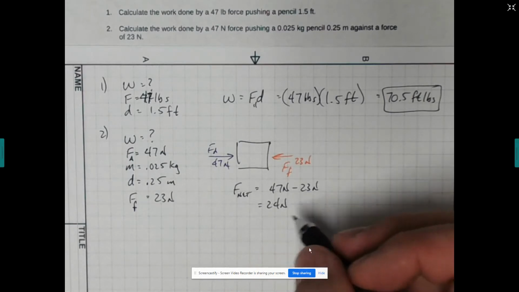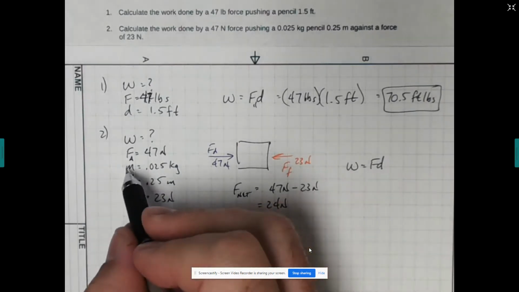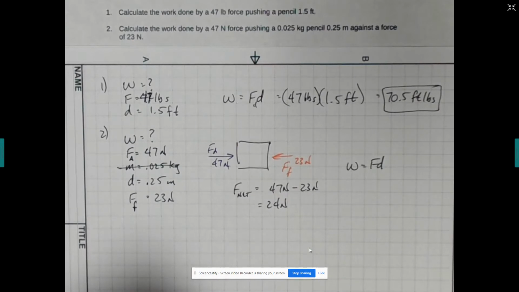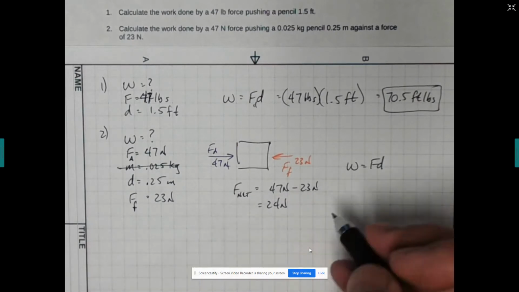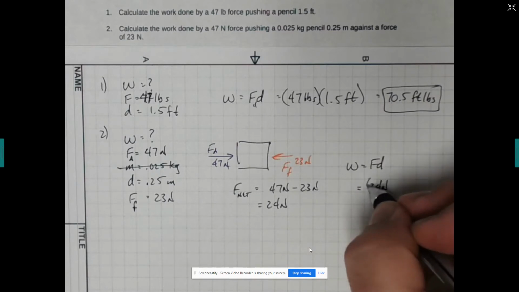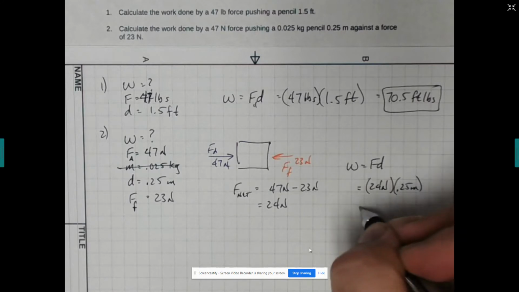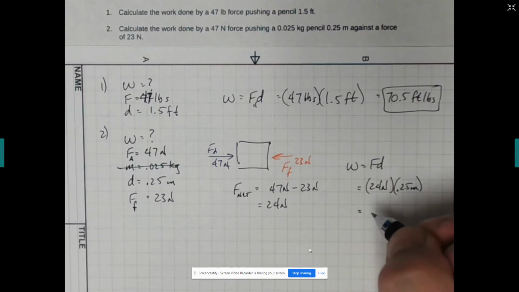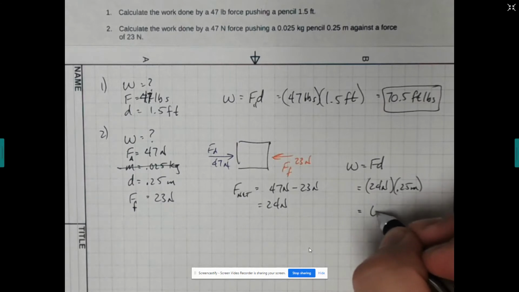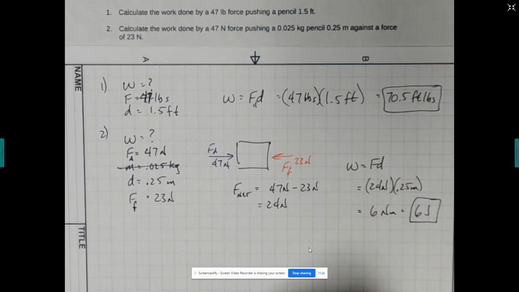Okay, so now when we do this problem, I say work is force times distance. We didn't even need this. That was just unnecessary information, but that's okay. But now my force is equal to the 24 newtons, times my distance of 0.25 meters. And when we do all that, we end up with 6. And when we multiply the newtons times the meters, we end up with 6 joules. A newton meter is a joule in the metric system.